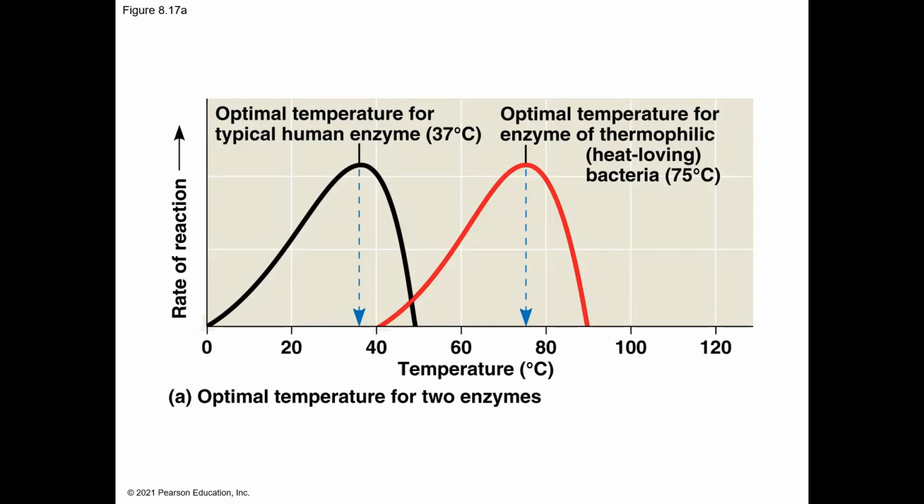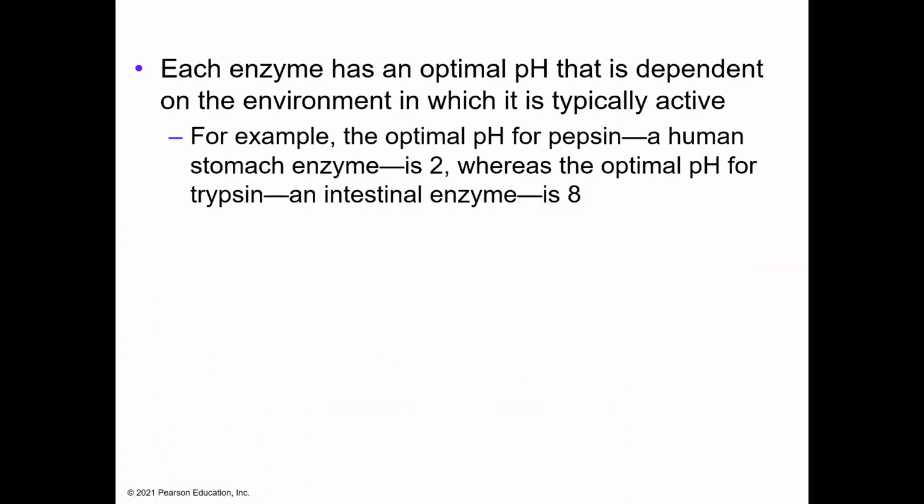So the optimal temperatures for different enzymes: a human enzyme, for example, would be around 37 degrees, where the optimal temperature for that heat loving bacteria would be more around 75 degrees. And you can see the curves here for each enzyme are different because they are adjusted to different environments. Each enzyme has an optimal pH, which is dependent on the environment where it is typically active.